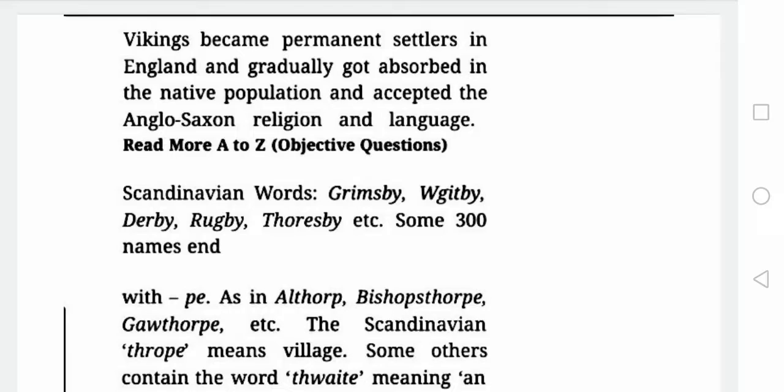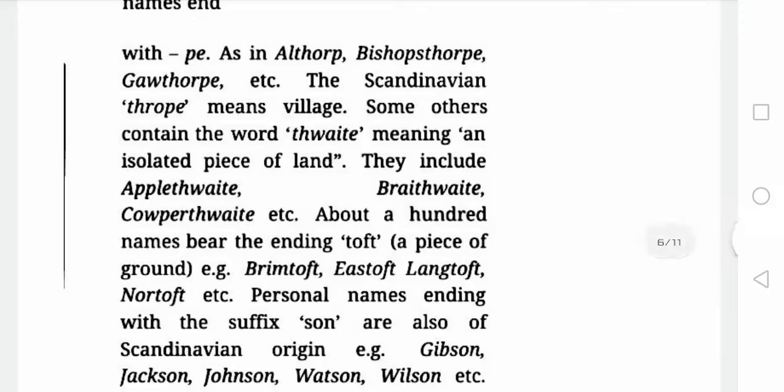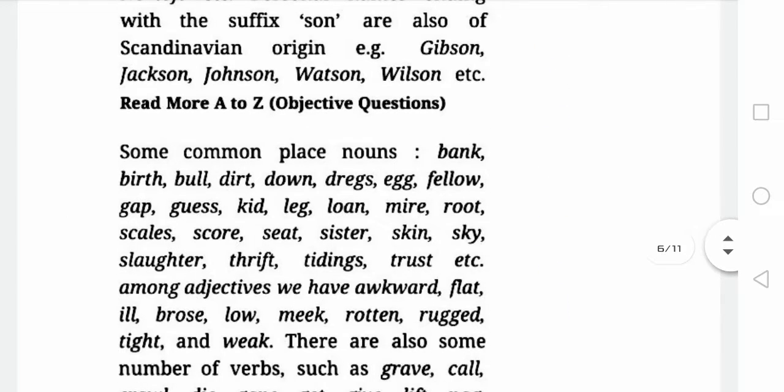Here are some of the Scandinavian words that show how they changed the prefixes and some endings. Like Gibson, Jackson, the use of son is there, Johnson, Watson. Some of the nouns were changed, like bank, birth. All these words became part of the language.